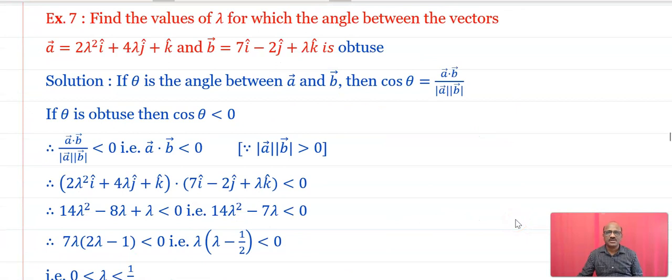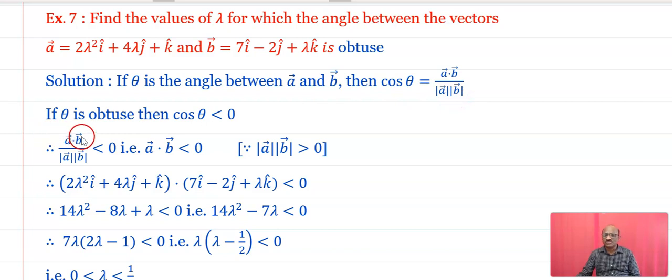Now the next example. Find the value of lambda for which the angle between the vectors A bar, that is 2 lambda square i cap plus 4 lambda j cap plus k cap, and B bar, 7i cap minus 2j cap plus 7k cap, is the obtuse angle. If theta is the angle between A bar and B bar, then cos theta is equal to A bar dot B bar upon mod of A bar into mod of B bar.